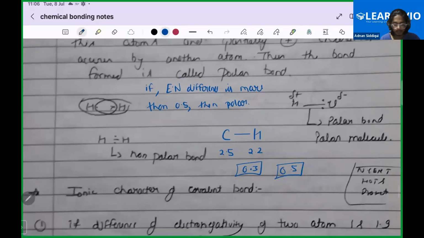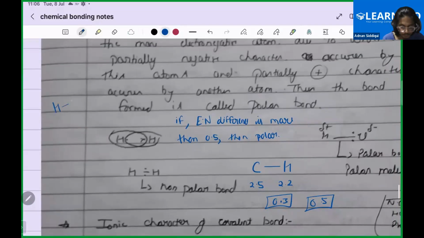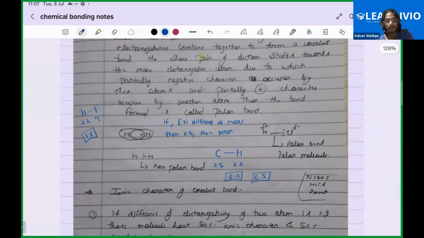Do the same thing with HF. HF. Yeah, it's polar. Of course, it's polar. What is the electronegativity value for fluorine? The biggest number. I guess it's going to be around 4. Tell me the exact value. Google it. 3.98, but I rounded to 4. Now you can see the difference is more than 0.5. It is a highly polar molecule. So now you know which ones are polar molecules and which ones are non-polar.